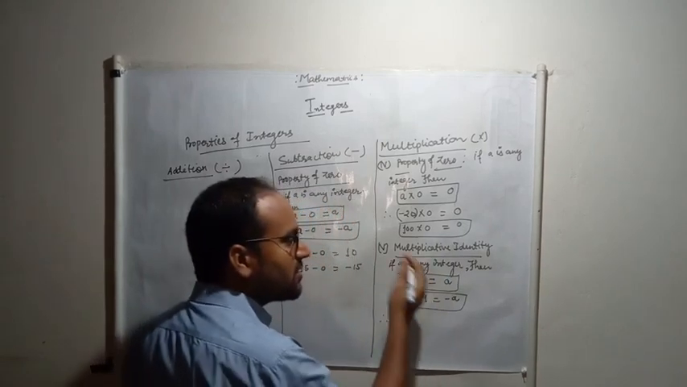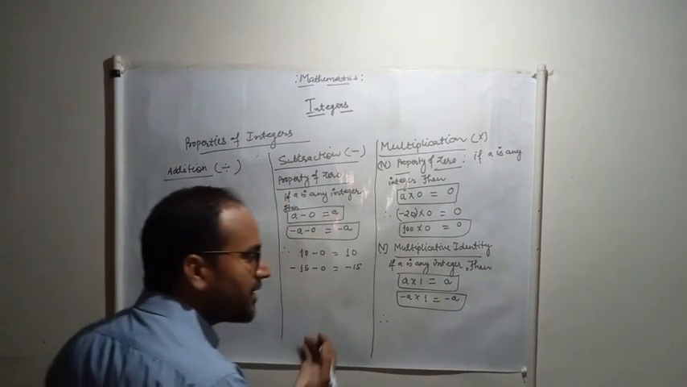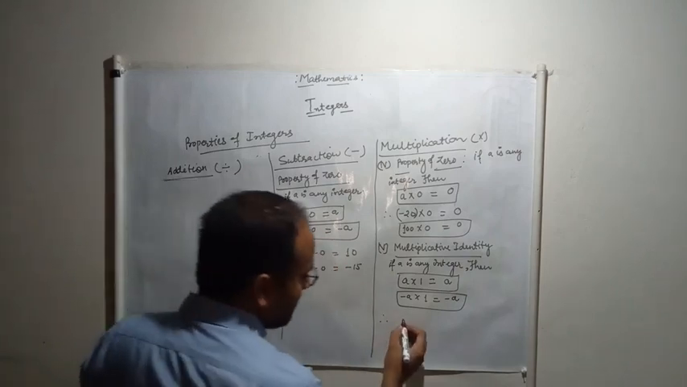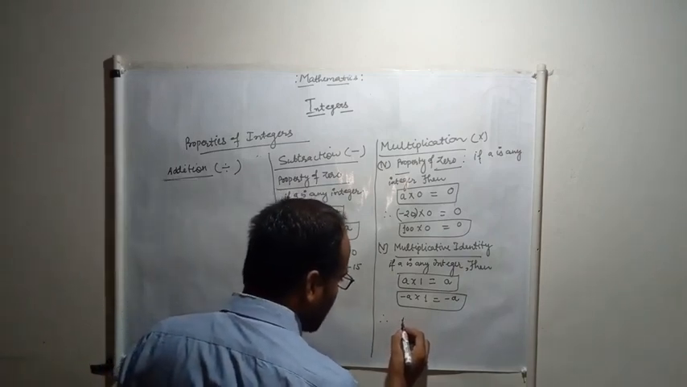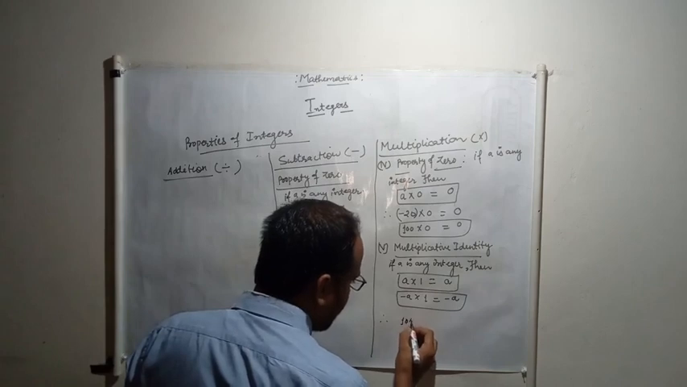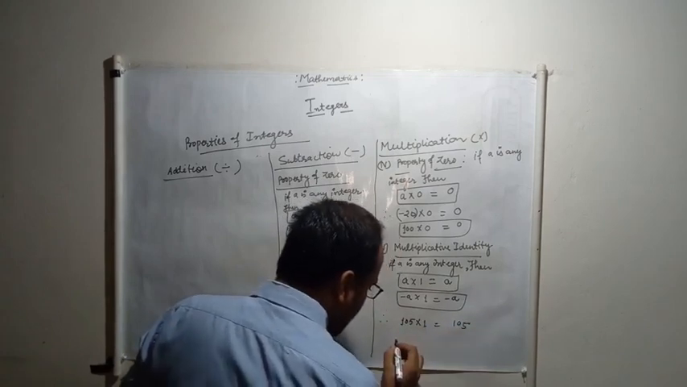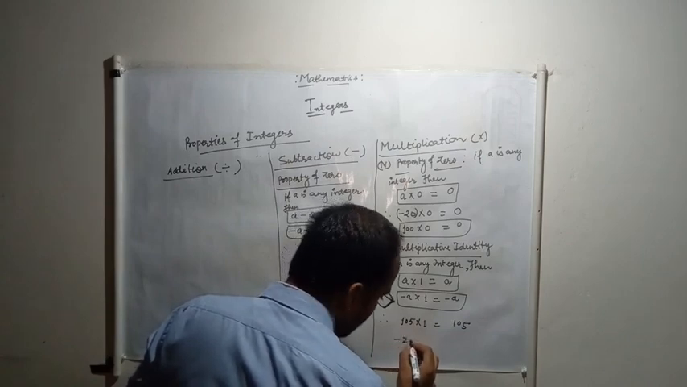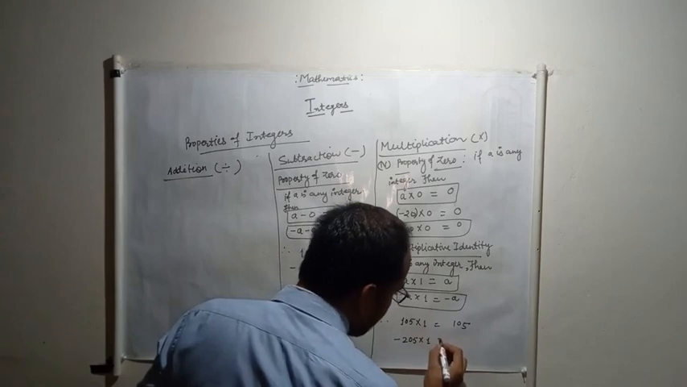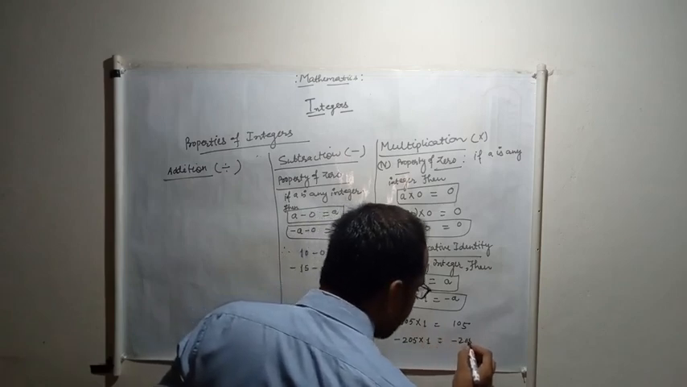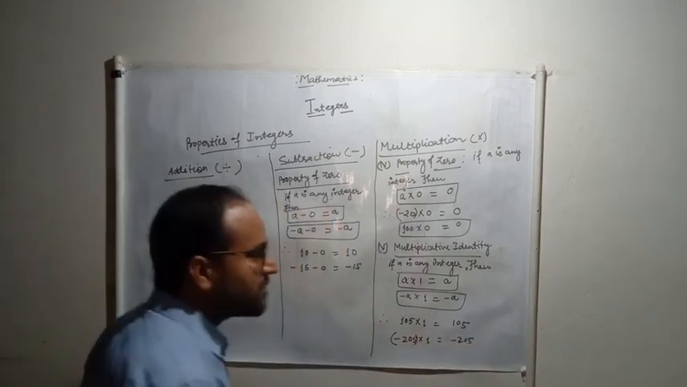Sometimes it is asked, what is the multiplicative identity? The multiplicative identity is always 1. This means that 105 multiplied by 1 gives 105. Minus 205 multiplied by 1 gives minus 205. So always remember this.